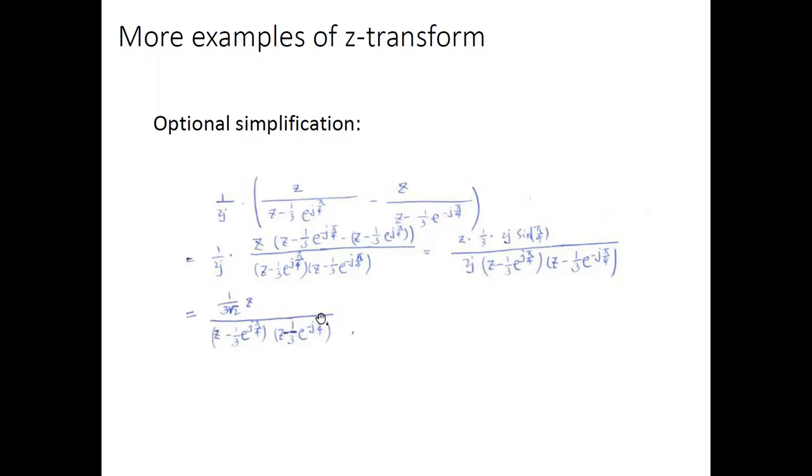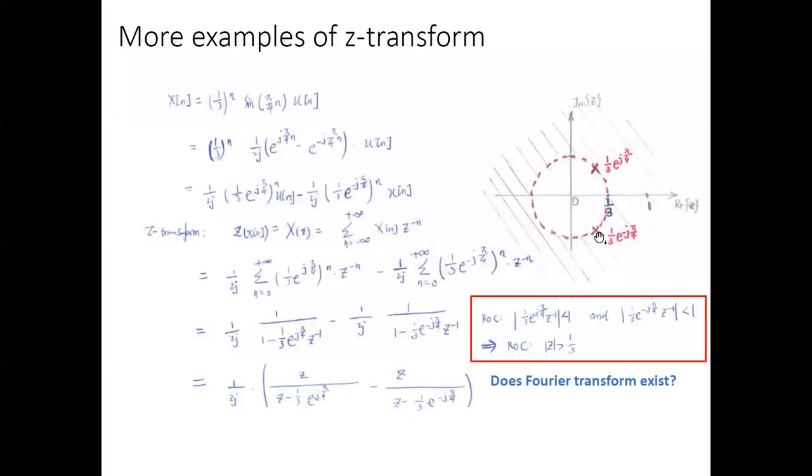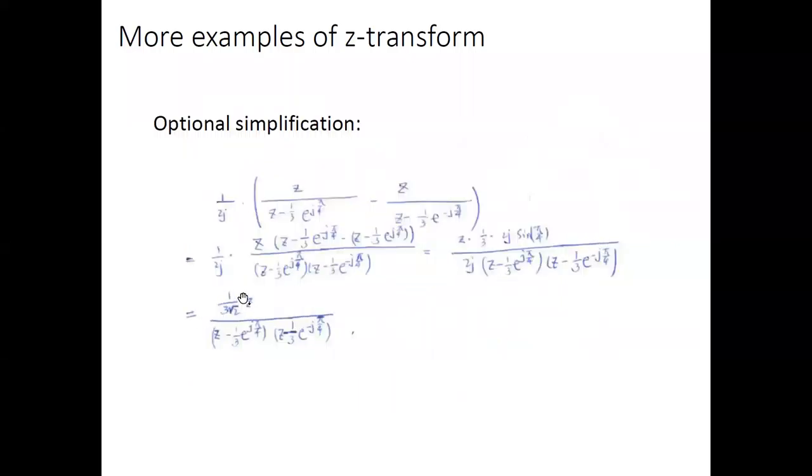On the denominator, it is a second order polynomial factorized so that we can clearly see the two poles, right? The two points that make the denominator zero. These are the two poles as we plotted as the two crosses here. And on the numerator, it's a first order polynomial of z.